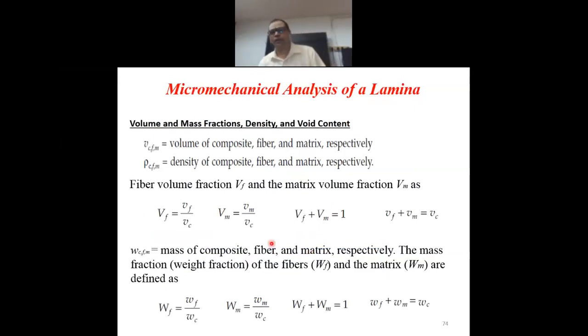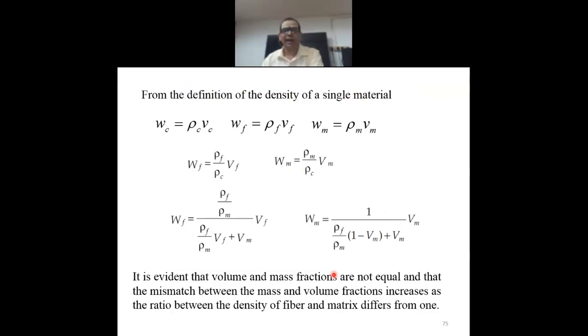From macro mechanical we are moving to micro mechanical. That means at the fiber level and matrix level, there are certain terminologies like density, volume fraction, mass fraction. I just quickly skip some of the slides. If you look at this equation, mass fraction is written in terms of volume fraction.